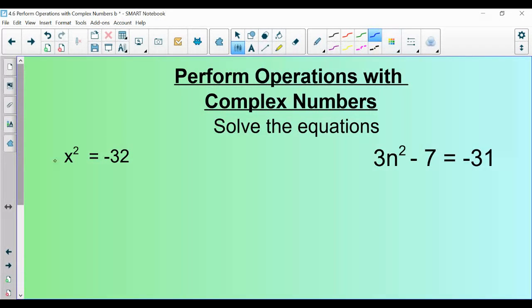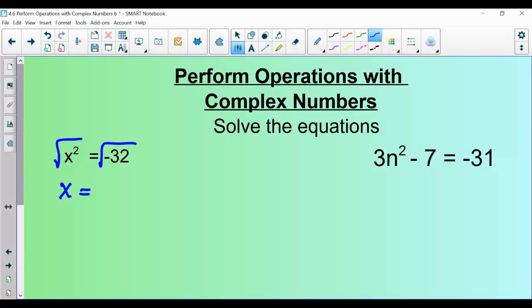We are trying to solve equations like x squared is equal to negative 32. Now, our process for this is to solve for the thing that's being squared, which in this case is x, and then take the square root of both sides. So here you would look to take the square root of both sides, and the square root sign and the squared sign cancel each other out, so you would just have x equals.